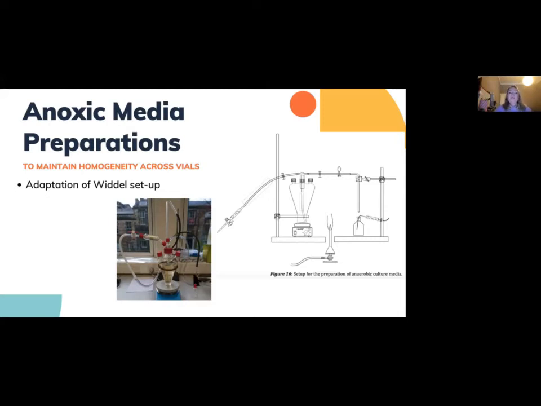So using this Wheaton setup, basically everything gets put into this flask, the different media components, and then this is autoclaved and sparged. Everything's added, the reducing agents, to this flask, and then aliquoted into the vials. So each vial should be the same.